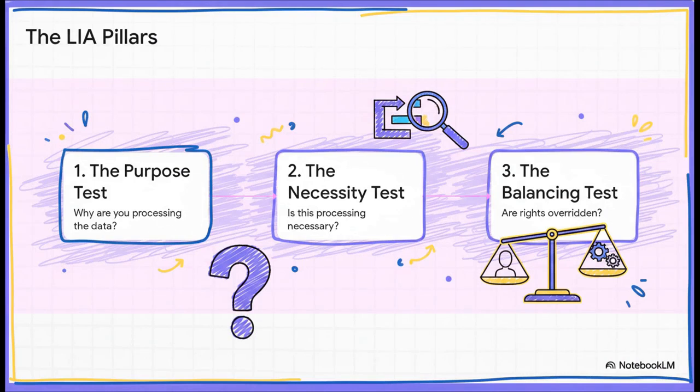The whole LIA stands on three pillars. First up is the purpose test, which basically asks, why are you even doing this? Second, there's the necessity test, which asks, do you really have to do it this way? And finally, the balancing test asks, is it fair? And here's the thing, you have to pass all three in that order.